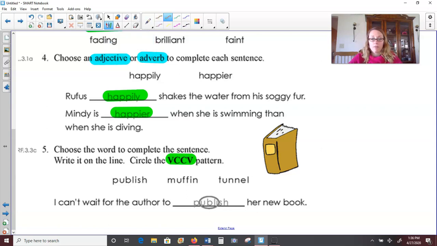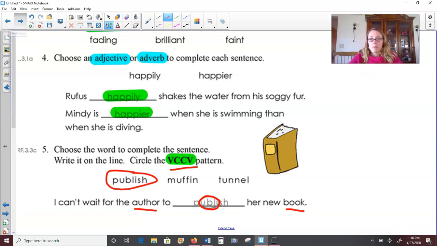I can't wait for the author to blank her new book. Publish, muffin, or tunnel. Well, publish goes there, especially since the clue words are author and book. And then the first vowel we see is the U. So we're going to circle the U, B, L, and the I. That would be the vowel, consonant, consonant, vowel.